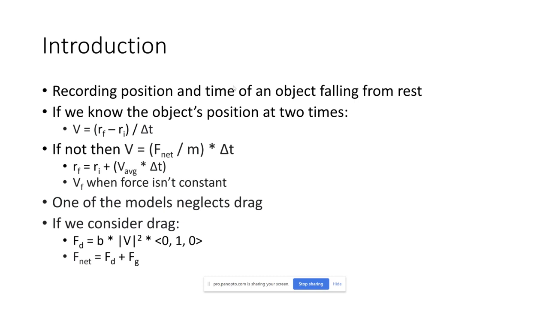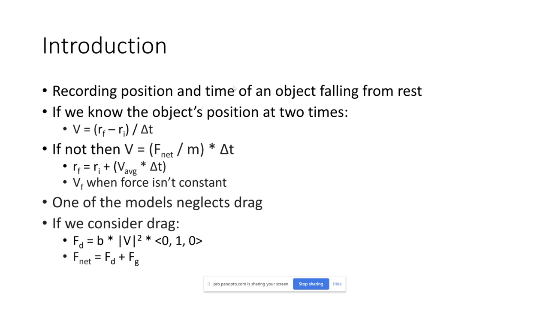intervals. If not, we can also calculate velocity by dividing F net by mass, which gives acceleration, and multiplying that by the time interval. And then using this velocity, we can find the object's final position at the end of the interval. In my equation, I use V average, but you should use VF when the force isn't constant.